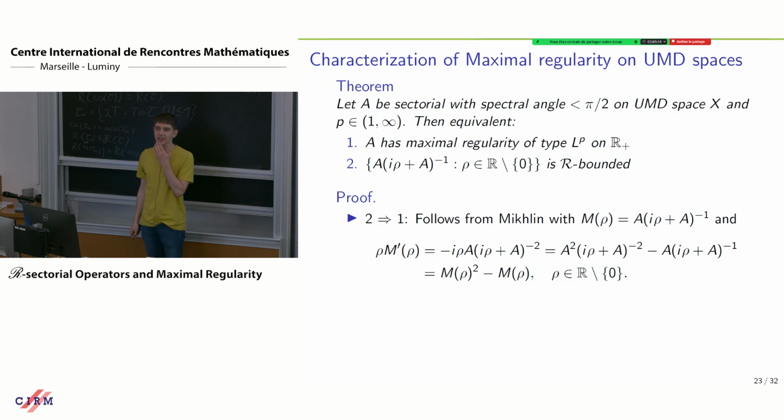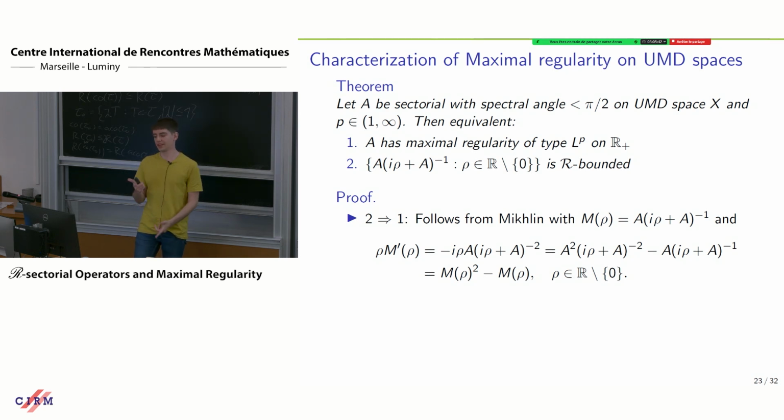Now we apply some resolvent calculus to rewrite this in the following way, and we see that this just is M of rho squared minus M of rho. And now again, by the triangle inequality for the R-bounds, since M of rho is supposed to be R-bounded, also this will be R-bounded. So this is the nice thing, due to this structure of this resolvent function. If we have the first condition in the Mikhlin theorem, we get the second one for free.